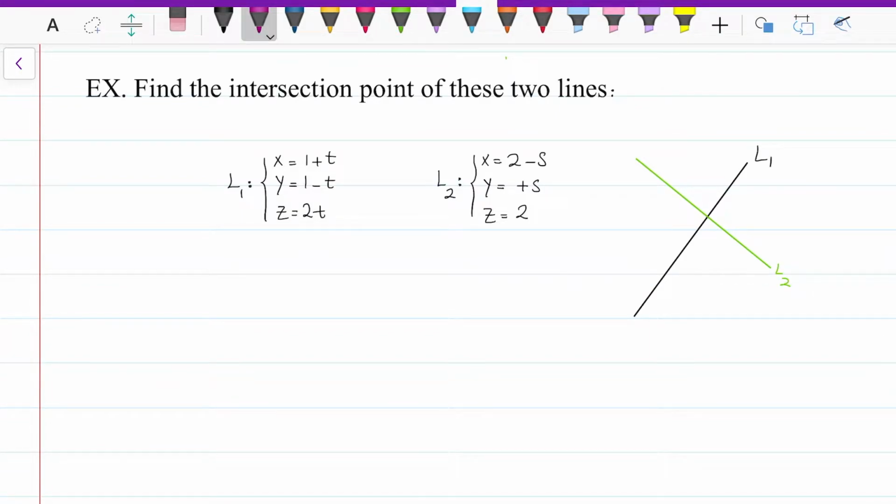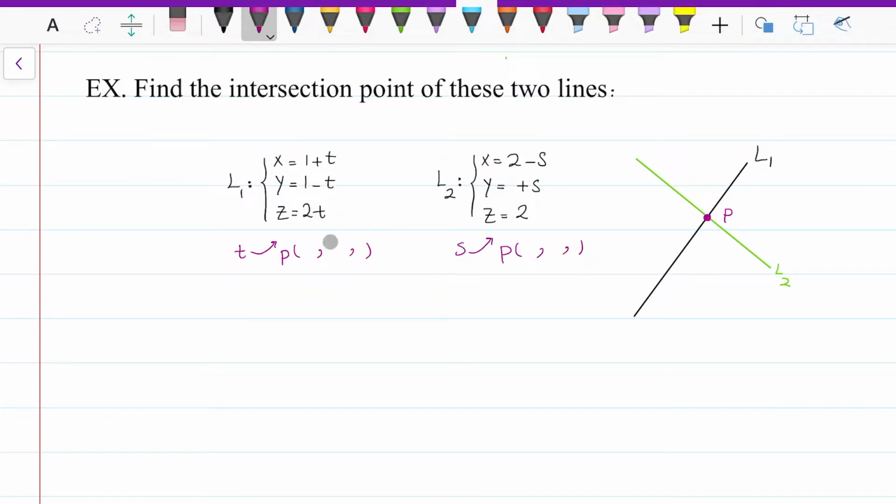Okay, and these two have one intersection point. Let me call it P. To find P, I need to find a value for t in here and a value for s in here, such that after I plug in t in here, I get one point, which are the coordinates of the point P. And if I plug in the values for s in here, I find the exact point P.